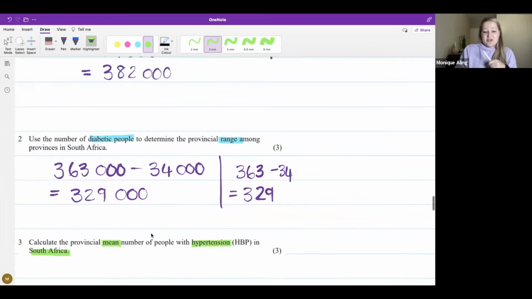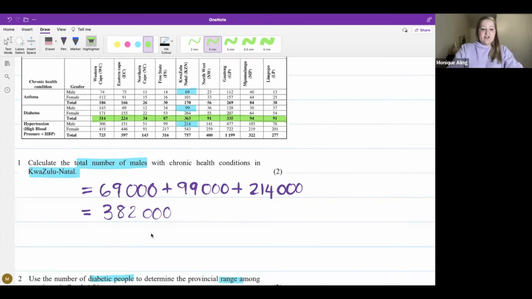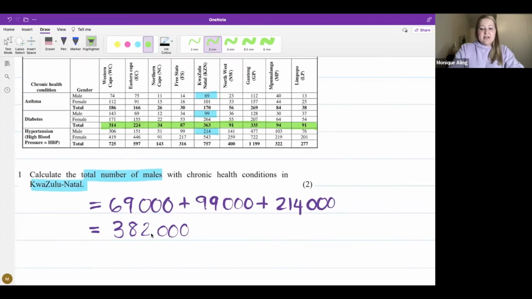So I'm going to go back to the screen. Okay, and we're looking for hypertension specifically. We need to work out the average. Hypertension is our last chronic health condition listed, and I'm going to highlight the totals for you just so it's easy to see. It is in yellow. I'm going to ask you guys to please work out the mean for me there. It's going to take a bit of time, so I'll give you a few minutes.